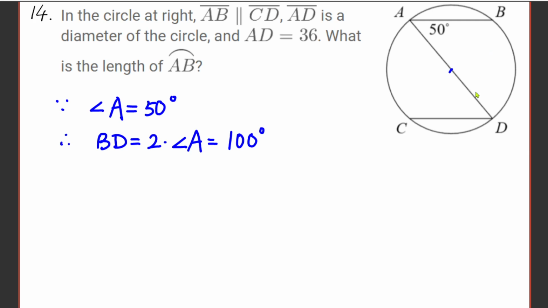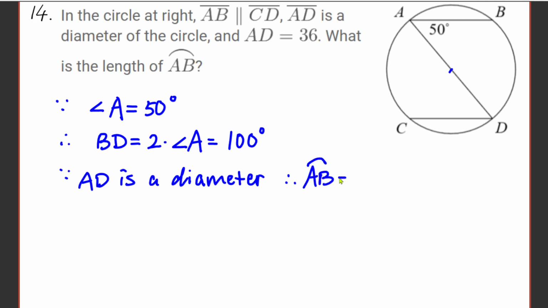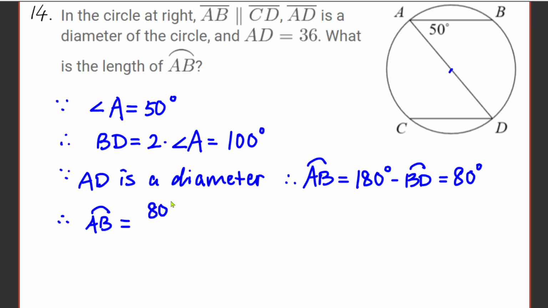Since AD is a diameter, we know that AB must equal 180 degrees subtracted by the arc BD, right? And that gives us 80 degrees. And therefore, the arc AB is just 80 degrees over 360 degrees, which is 2/9 of the whole circle.